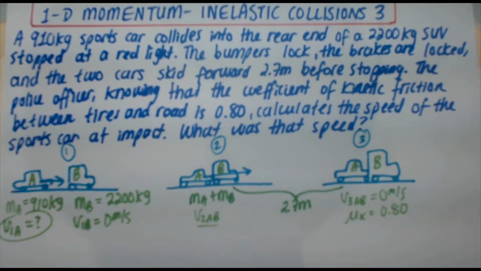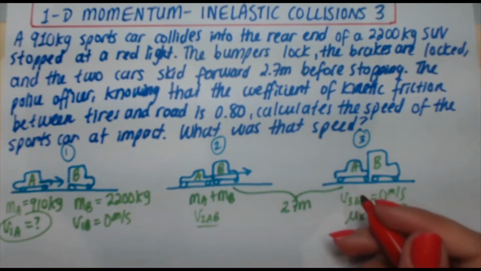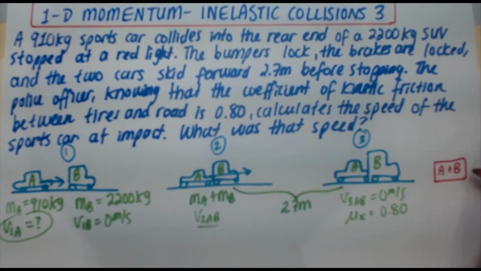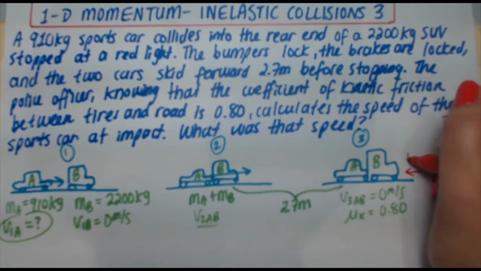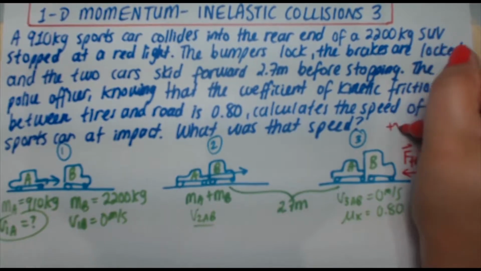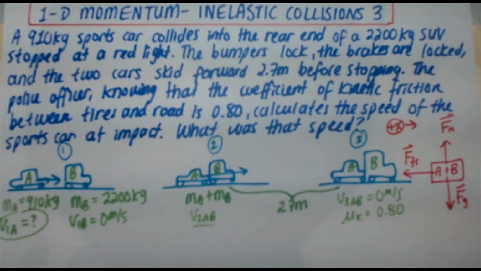In order to do that, I'm going to use Newton's second law. First things first, do your free body diagram of what's happening in this situation. So this is going to be A plus B. You've got the normal force acting on them going up, the gravitational force going down, and friction going to the left. So the force of friction, and that's it. That's why it's slowing down, because your force is to the left. And we'll assign our positive x direction to be to the right.